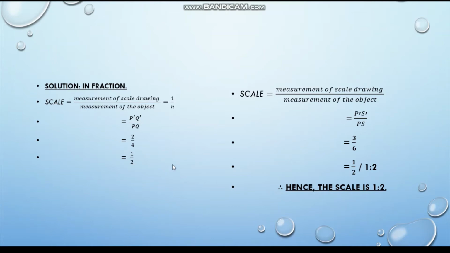And then we have to do it by using scales. Convert it into the scale, which is 1 to 2. This is the first step. And then this is the second step. It is the same as the first step, which is we use the formula of scale, the measurement of the scale drawing divided by, or over, the measurement of the object. This time we use P prime and S prime over PS, that is equal to 3 over 6.